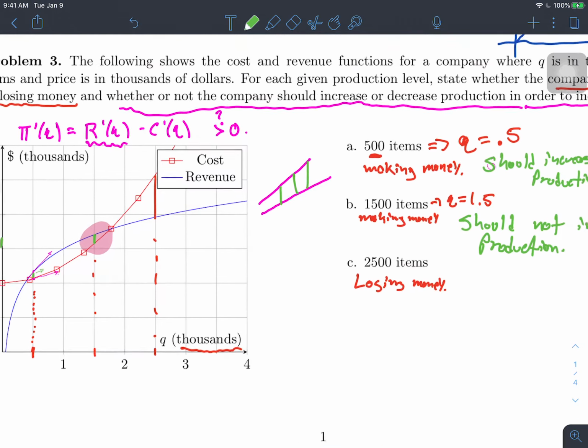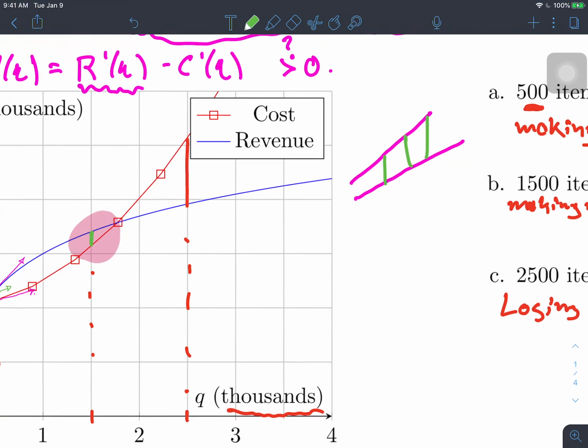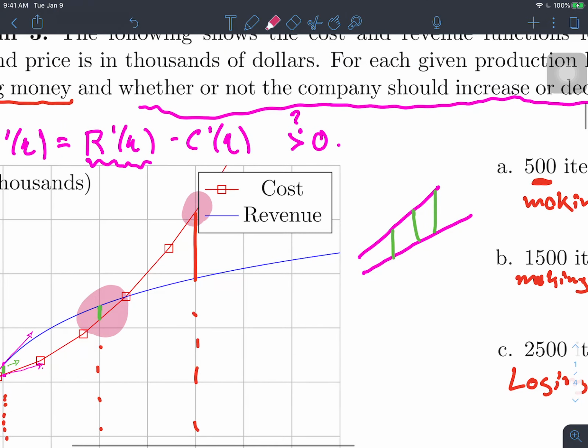Okay, part C, 2,500 items. So now I'm concerned with this region here. Should I increase production? Why not? The line is going to get bigger if I move to the right. You're not making money because the cost is higher than the revenue. Yeah, if my line gets bigger, that's a problem because my line is red. Red line bigger means more loss.